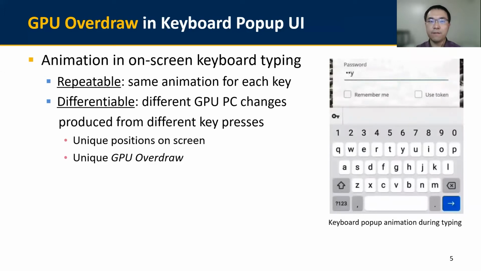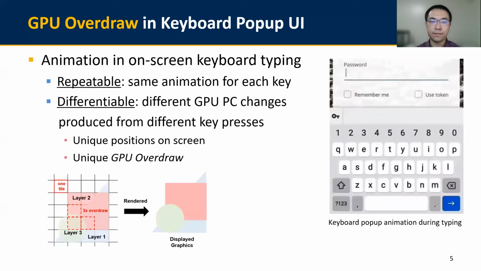It is because of not only the unique positions of each key on screen, but also the unique GPU workload during rendering due to GPU overdraw. With different UI components on different layers, the GPU will render all components in a back to front order. In the bottom left figure, 3 objects are rendered in 3 layers. The blue bottom part is rendered first, followed by red part on layer 2 and green part on layer 3.